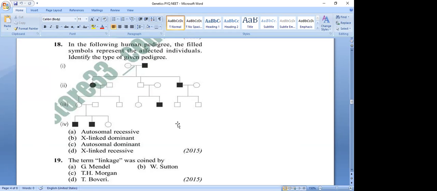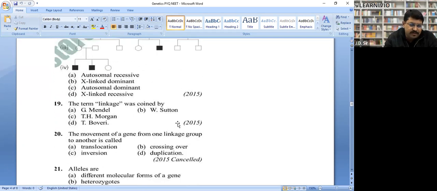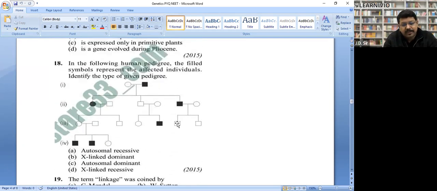Autosomal recessive. Why? Because both male and female have equal frequencies. Very good. Excellent. That's how we have to catch the option. So even from the first class, it is reflected that it is affecting both female and male, and that is not possible for a sex-linked characteristic. That's why it is autosomal.